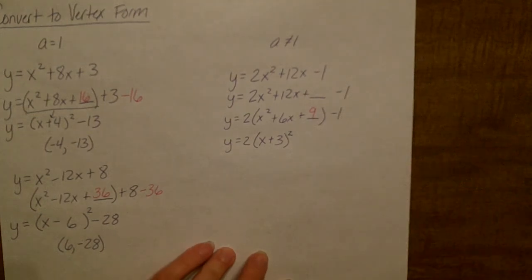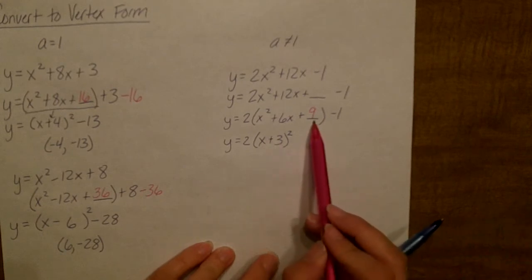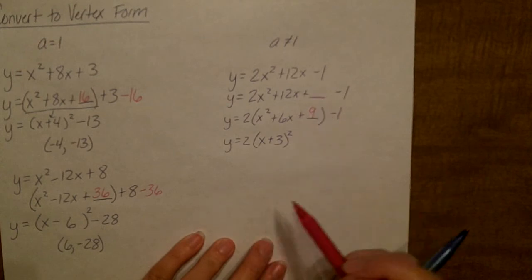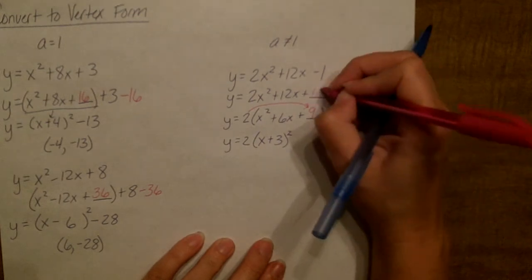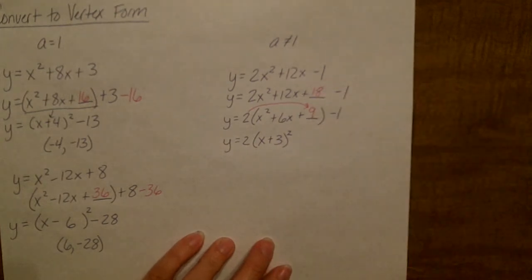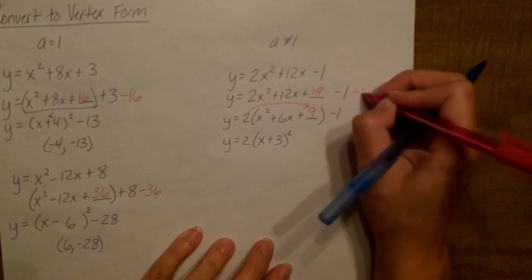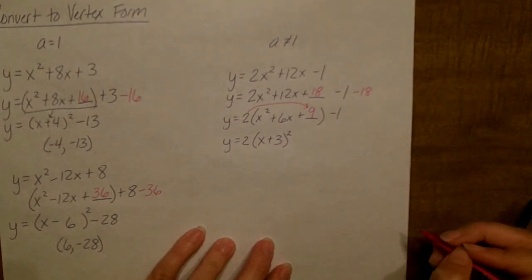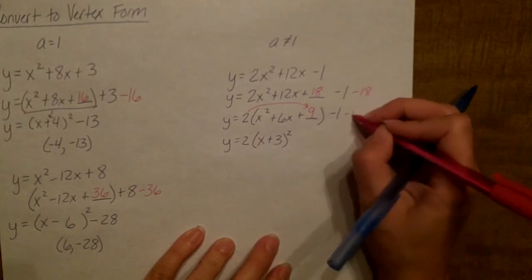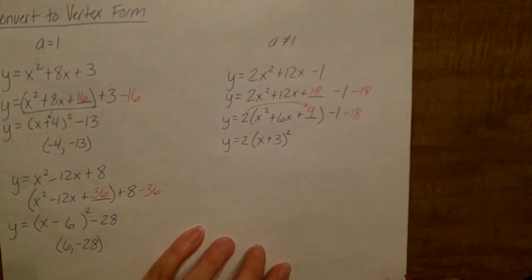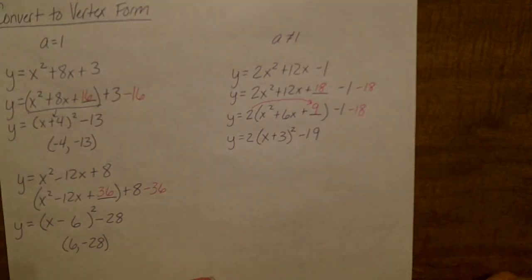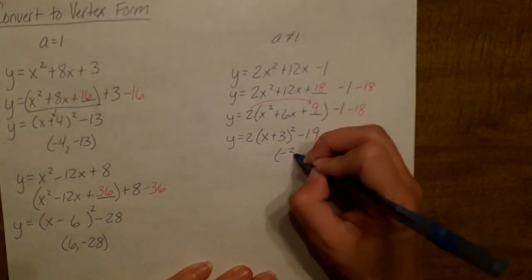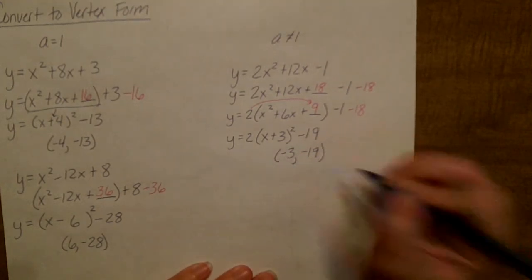But there's an extra step now. I didn't really add 9 because remember I was factoring this spot as well. So if I go up one more step, what I really had here was 2 times 9. This was an 18 that I really added. So on the end, I need to subtract an 18. Even though it got factored here, I'm really dealing with an 18. If I combine those two terms, I have a minus 19 on the end of my equation. So now I can see that my vertex is at negative 3, negative 19.